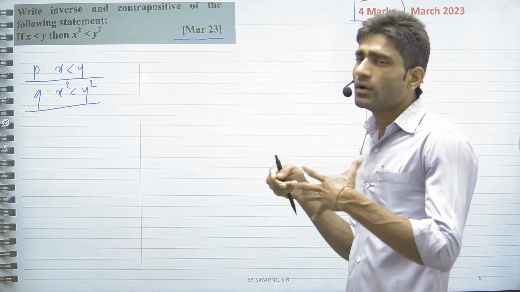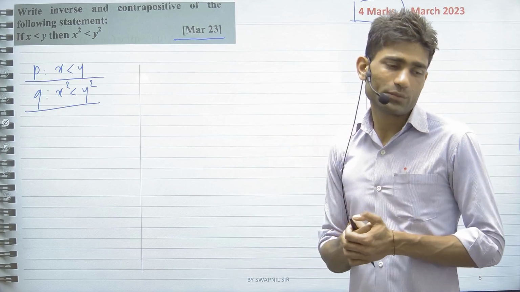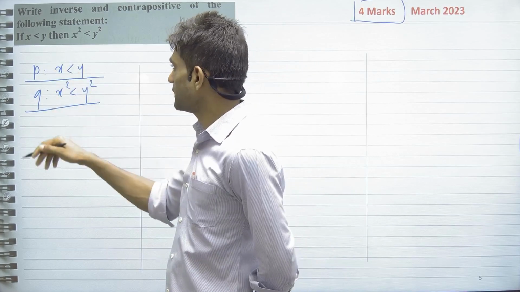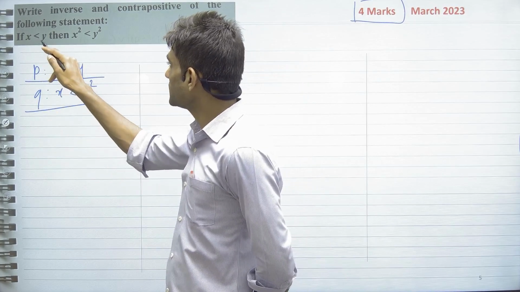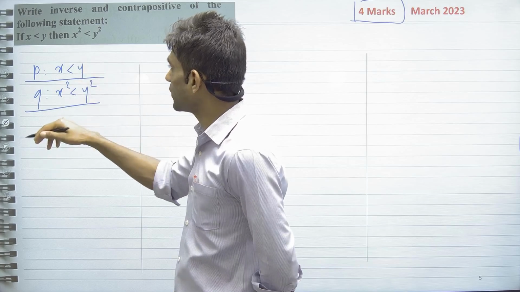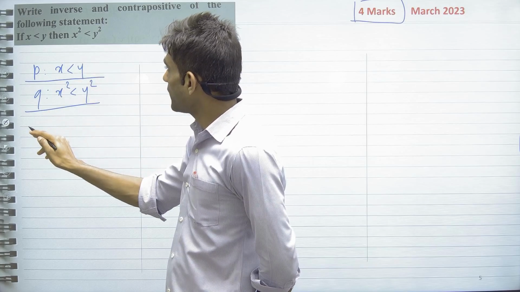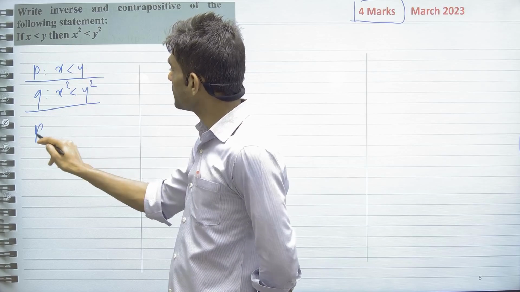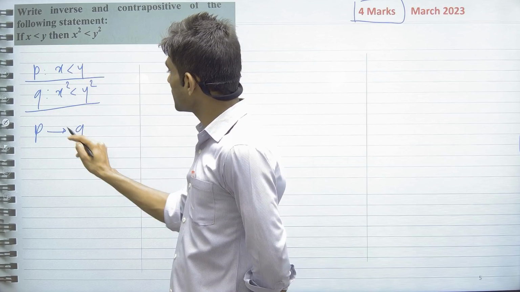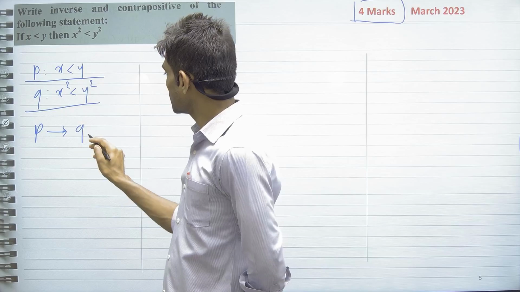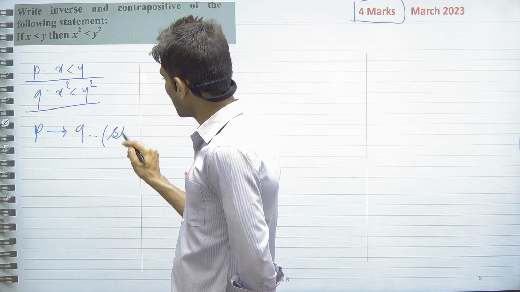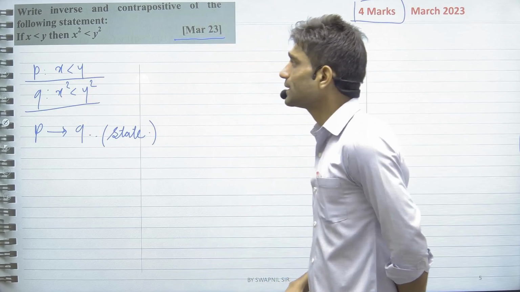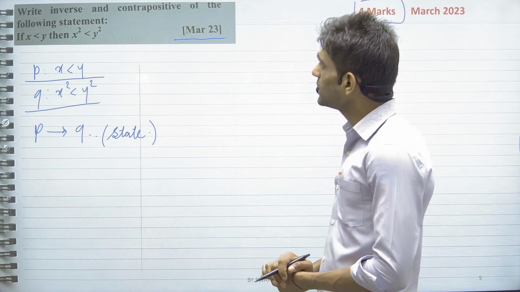Okay, first of all, try to define the statement. Once we define the statement, the subsequent part is easier. So define the statement first. If x strictly less than y, then x square strictly less than y square. That means we have here statement P implies Q. This is our statement. Now we want the converse, inverse and contrapositive.